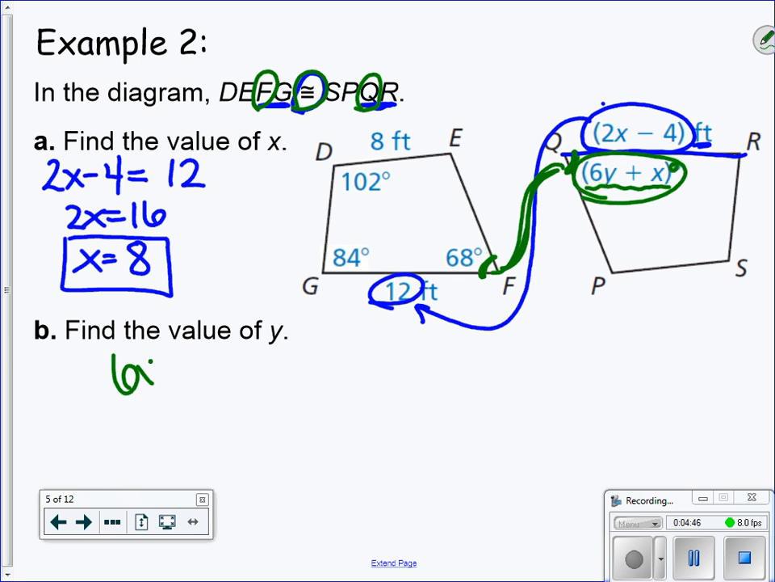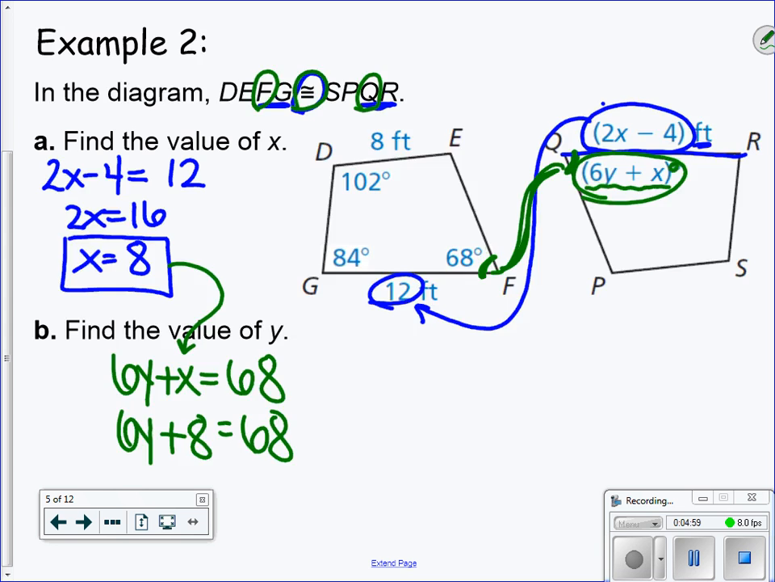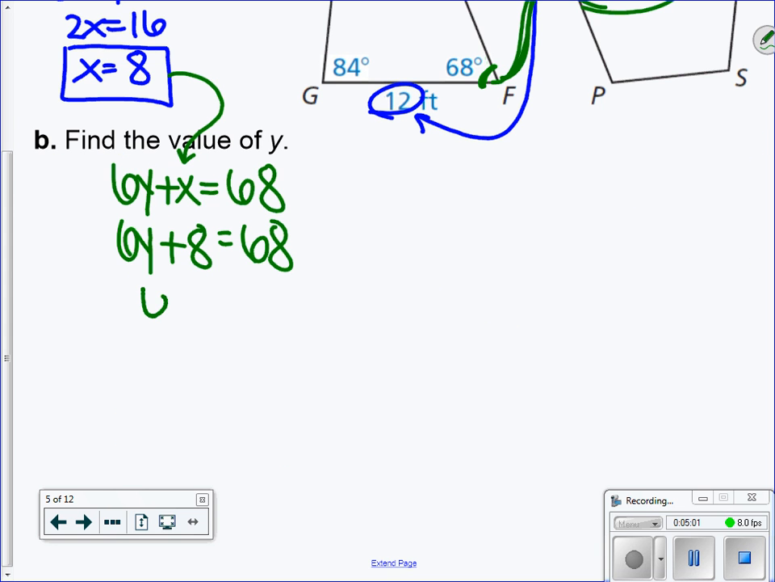So 6y plus x equals 68. Well, what's so nice is we already know what x is. So let's just replace that. 6y plus 8 equals 68. Now solve for y. Subtract 8. And we get y is equal to 10. Once again, they just wanted the value of y.